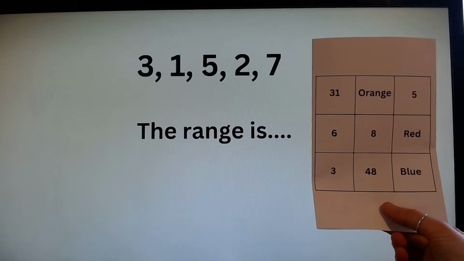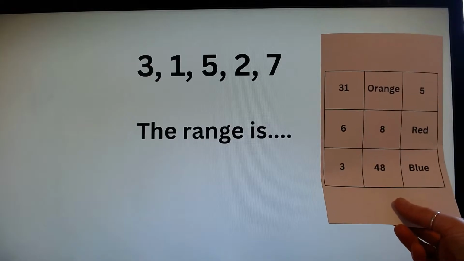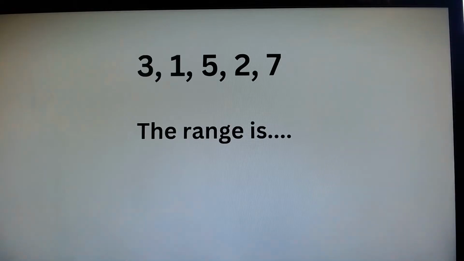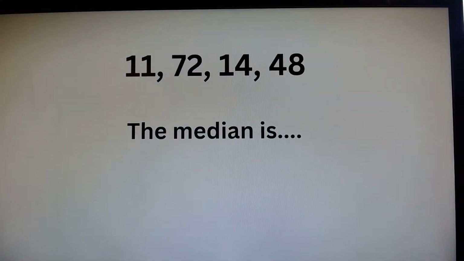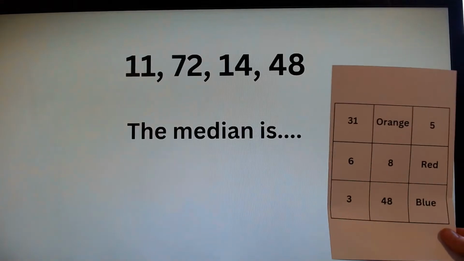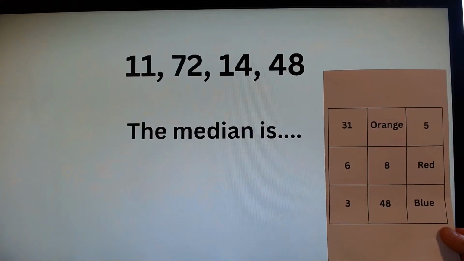Bingo, we're looking for a line across, a line down, or a diagonal line. Another question, 11, 72, 14, 48. The median is, what is the median of that set of data? So again, here we go. We've got our grid, so you can choose from here.